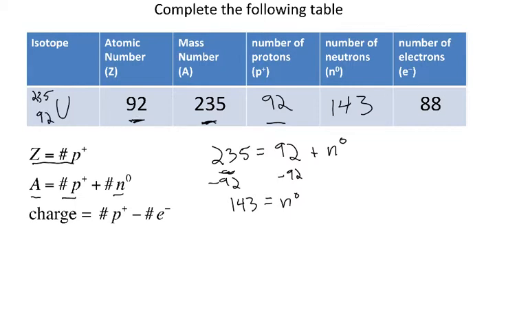And the last thing I need to figure out is the charge. And so I can use that the charge is the number of protons minus the number of electrons. So my charge is going to be 92 protons minus 88 electrons. And that gives me a positive 4, so my charge is 4 plus. And let's look at one more example on the next slide.